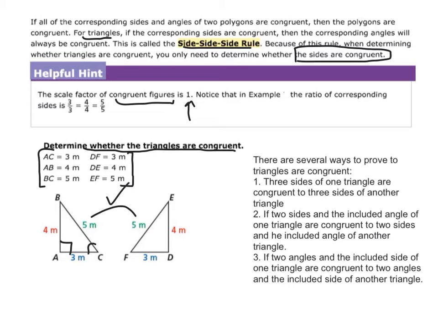So this angle would equal this angle. The right angles would be equal because it's a right triangle. And this angle would equal this angle. So we would know the angle measurements are also congruent.